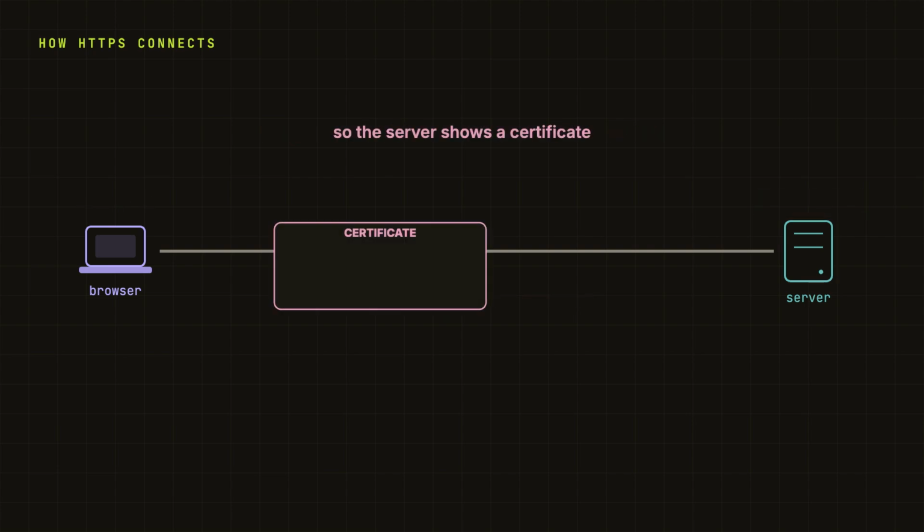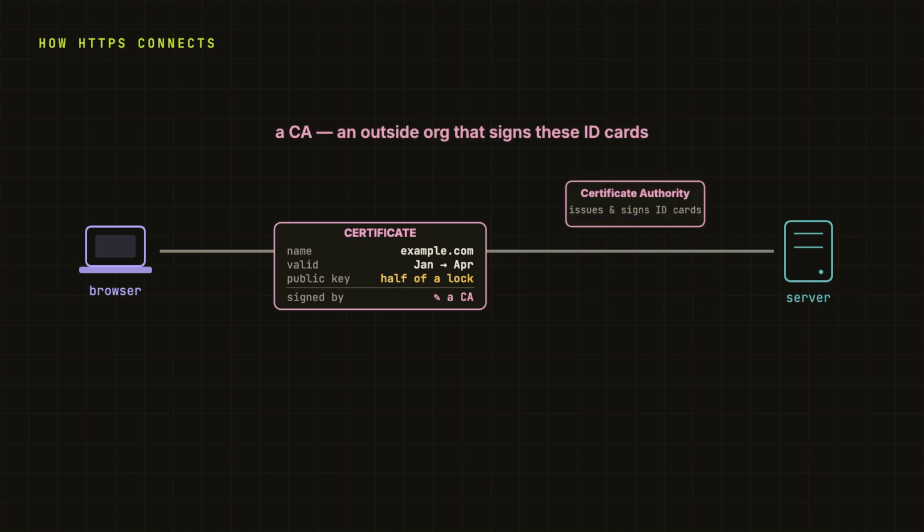So the server has to show a certificate, basically a signed ID card for the domain. Let us look at what is on it. The domain name example.com, some dates it is valid between. The server's public key, think of that as one half of a lock, where the matching half stays secret with the server. Hold that, we will use it in the next section. And crucially, a signature from a certificate authority. A certificate authority, a CA, is just an outside organization whose whole job is to issue and sign these ID cards.